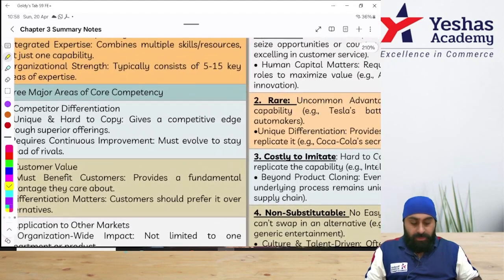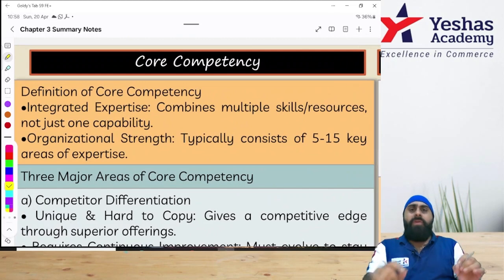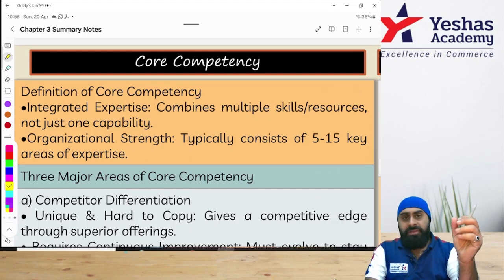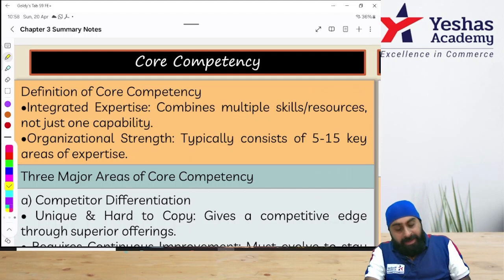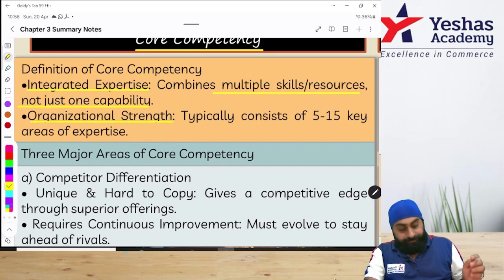Now, guys, let's move on to another topic called core competency. What is core competency? You are trying to create something unique in your business organization so that people start demanding your product. That is what I would call a beautiful concept. Integrated expertise combines multiple skills or resources, not just one capability. It is an organizational strength, typically consisting of 5 to 15 key areas of expertise.